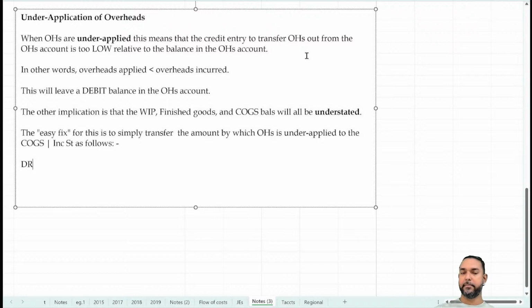So you'll debit cost of goods sold or income statement, and you'll credit the overheads account.